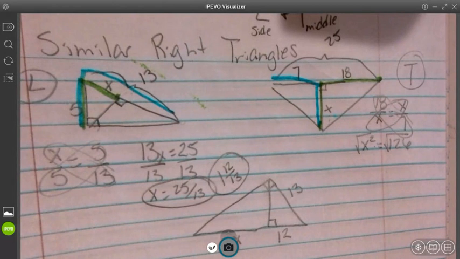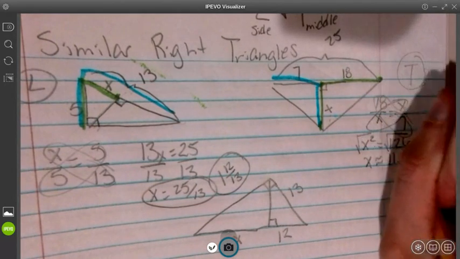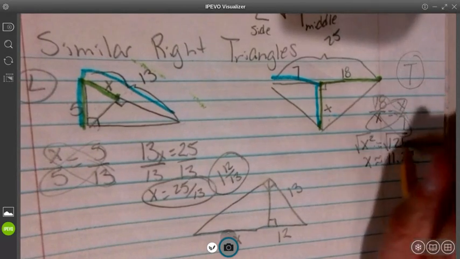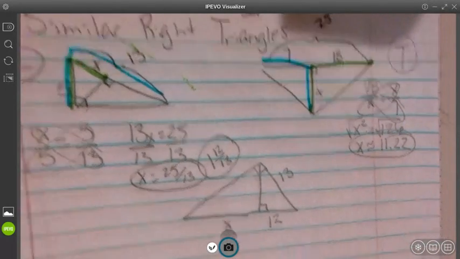So if I take the square root of 126, it's not going to be exact, but my X is going to be approximately 11.22. Okay, and that's going to be my answer there. All right, we've got one more example.